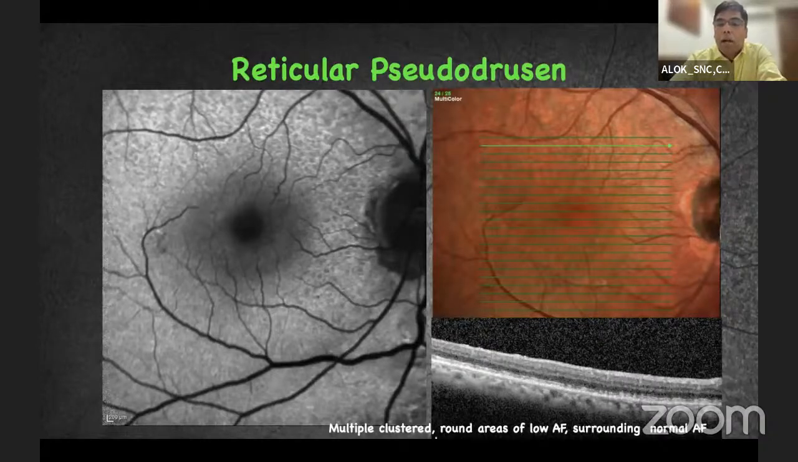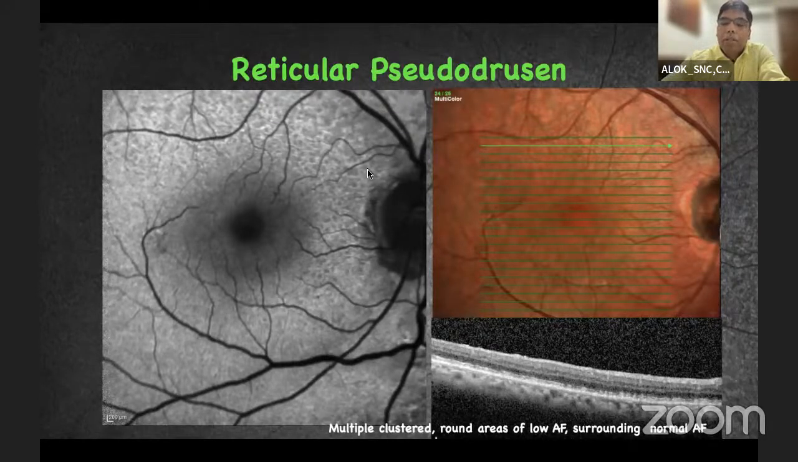Now, autofluorescence can be very useful in identifying reticular pseudodrusen, where you can see these round or ribbon-shaped hypoautofluorescence areas with intermingled normal autofluorescence, as you can see in the upper half of the autofluorescence image on the left side. So this is important because these cases are at very high risk of progression to advanced AMD.